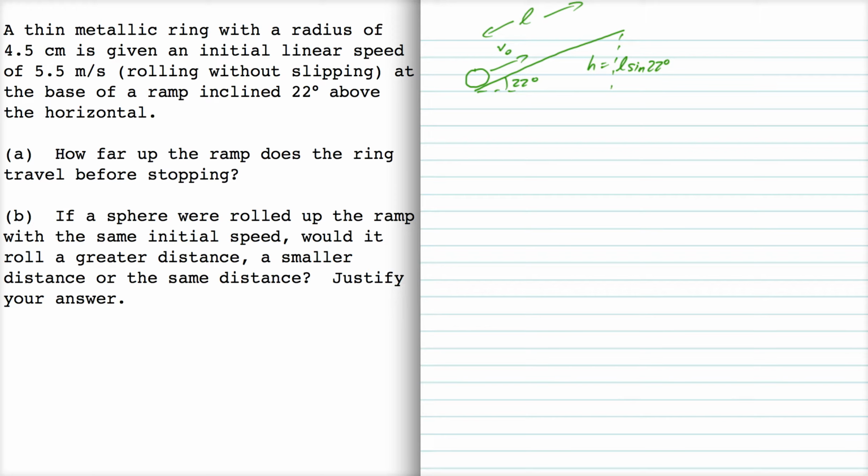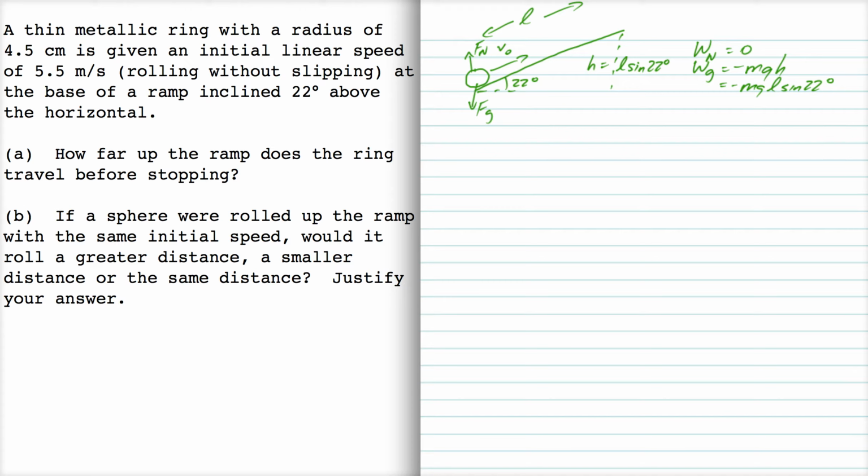To solve this with work energy, which I think would be the easiest here, we can identify the forces acting on the ring, which are gravity and the normal force. The work done by the normal force is 0 during the motion. Work done by gravity takes on the form of mgh. In this case, it's minus mgh because it goes up, so that's minus mg times L sine 22. Let's keep that aside for now.